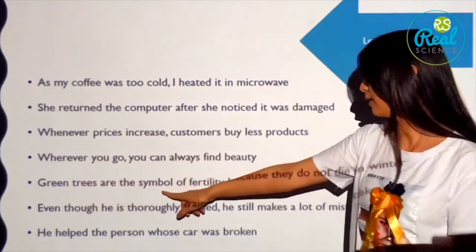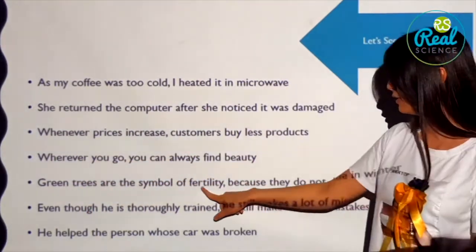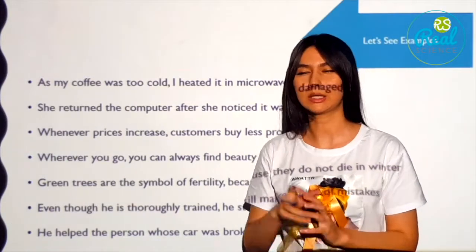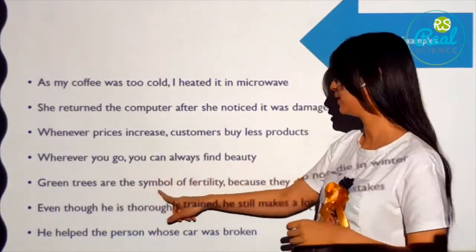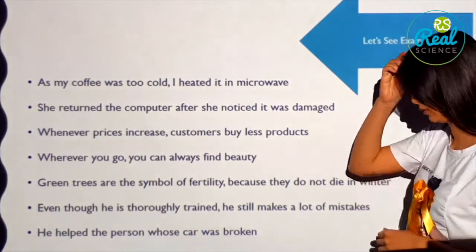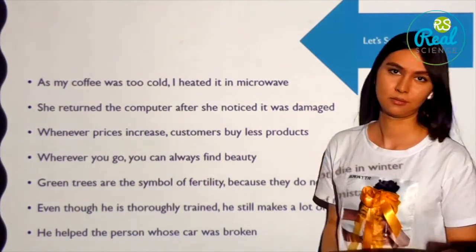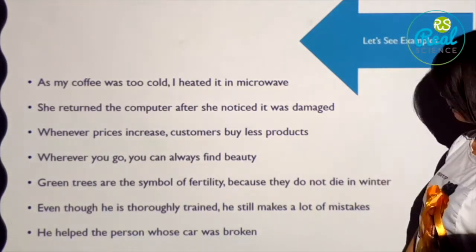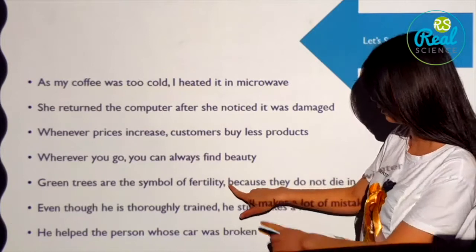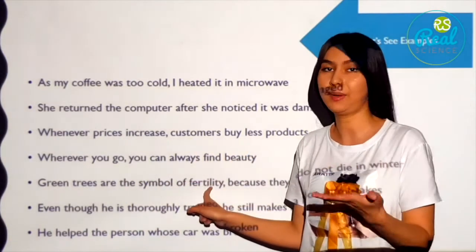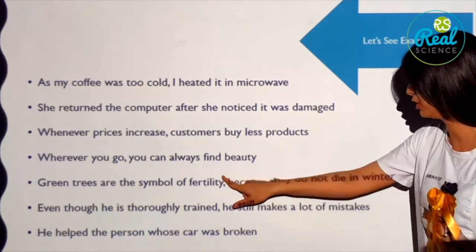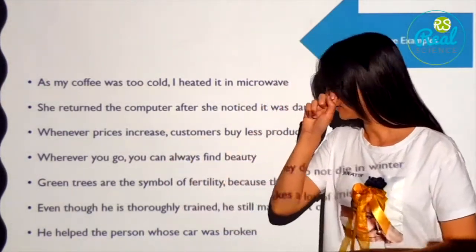Next one. Green trees are the symbol of fertility because they do not die in winter. What is fertility? Yes, it's like this. Okay. Green trees are the symbol of fertility because they do not die in winter. Which one is subordinate, and which one is the main clause? The first is the main clause, independent; the second is dependent. Okay, guys, look, green trees are the symbol of fertility. This is an independent clause, yes? Because they do not die in winter, this is a dependent, subordinate clause. Here we have the conjunction what? Because.